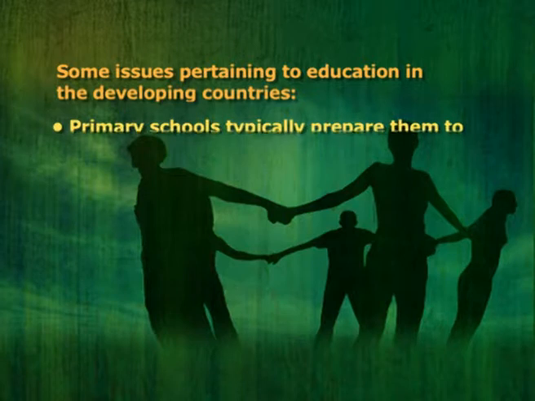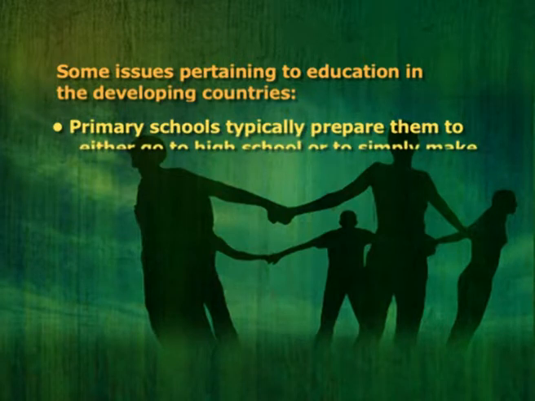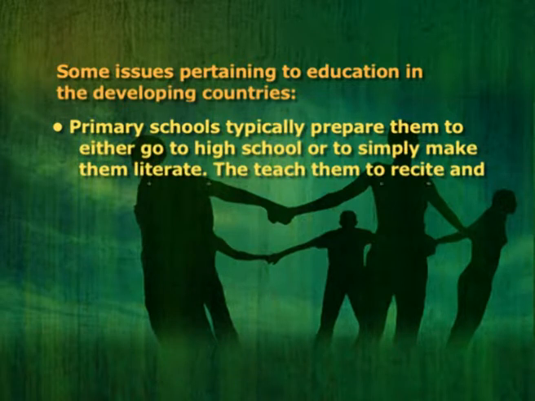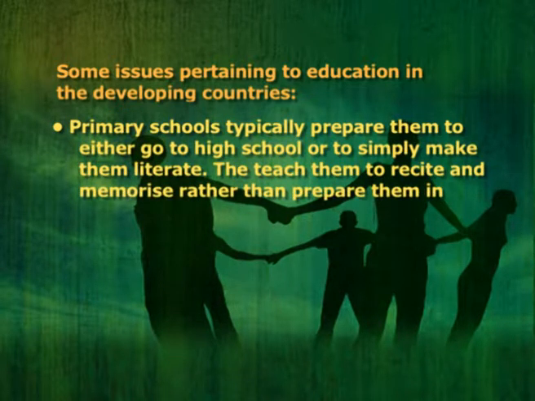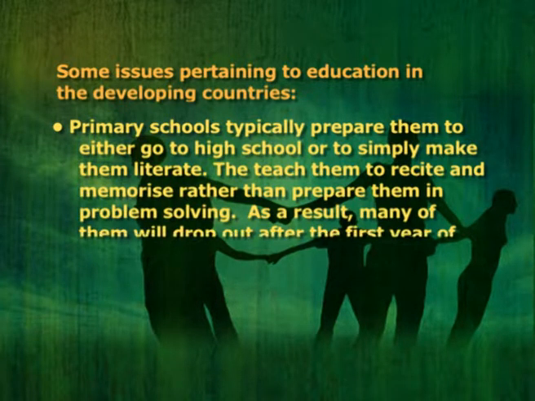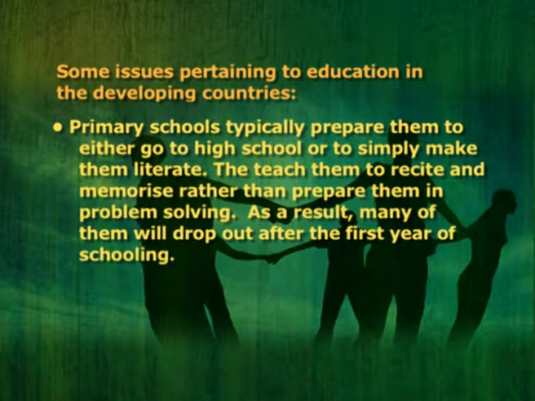Primary schools typically prepare them to either go to high school or to simply make them literate. They teach them to recite and memorize rather than prepare them in problem solving. As a result, many of them will drop out after the first year of schooling. Take a look at out-of-school children of primary school age by region in the year 2010 in the given pie chart which is there on the screen.